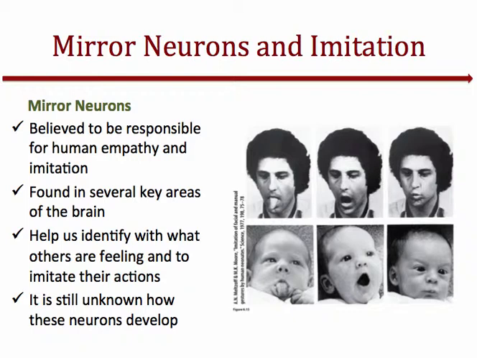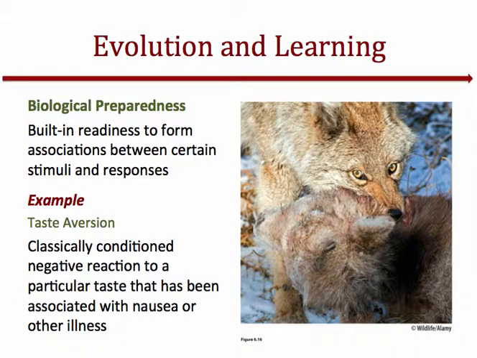So that's why they're called mirror neurons, because they become active both when you engage in a behavior as well as when you observe another individual engage in that behavior. And these are believed to be at least partially responsible for things like human empathy and imitation. They've been found in several areas of our brain. They help us to potentially identify what others are feeling and imitate their actions, hence the empathy and imitation. Although there's still some controversy surrounding exactly what role these mirror neurons are playing in our brains.